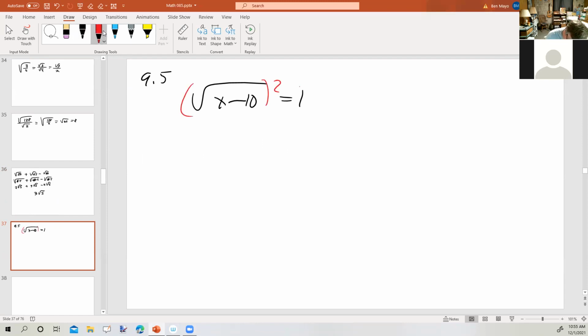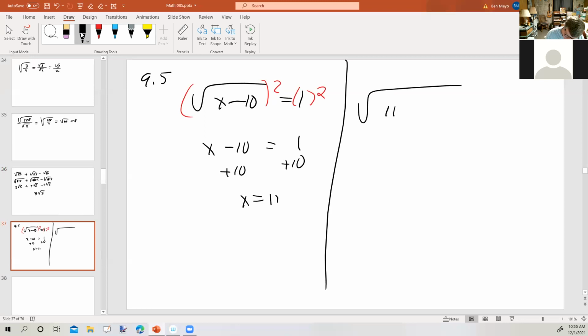So now we'll come in and we'll square both sides. We'll get x minus 10 equals 1 squared, which is still 1. Add 10 to both sides. X equals 11. Checking our work, it checks out.